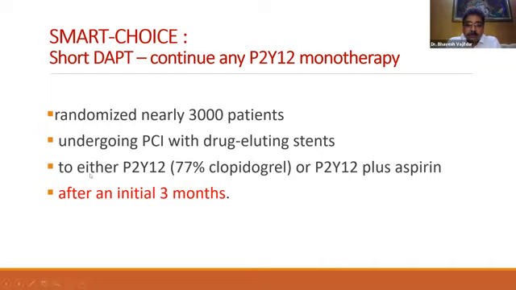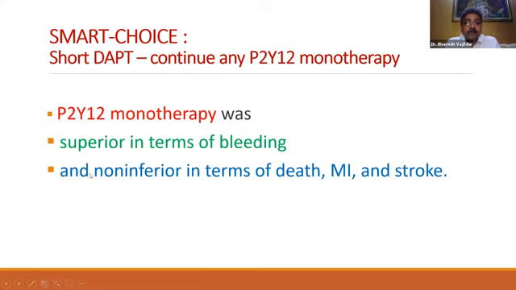But what happened when you stopped this aspirin? They found a similar kind of conclusion: if you gave only P2Y12 monotherapy, that means clopidogrel or ticagrelor or maybe prasugrel, and if you stopped aspirin, then the bleeding was less, and at the same time the death, MI, and stroke was not high. So again, the same conclusion.